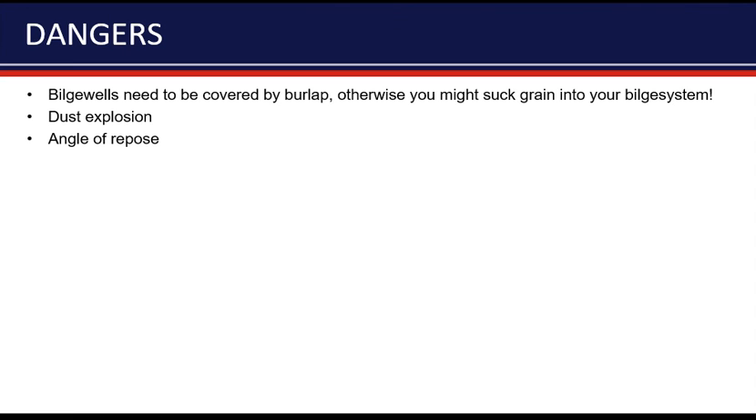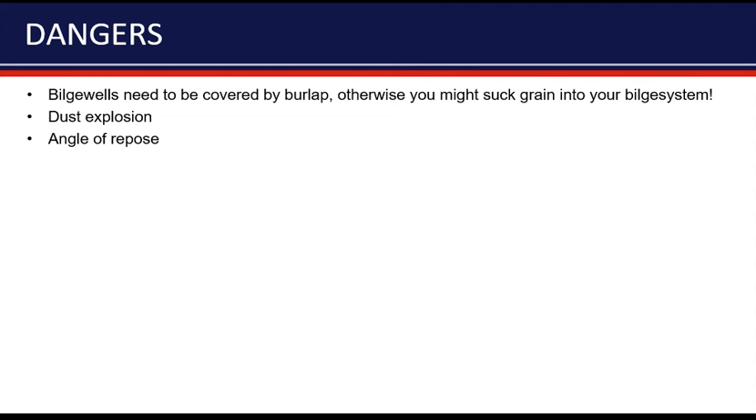So bilge wells need to be covered by burlap, otherwise you might suck grain into your bilge system. Dust explosion is a risk because the grain particles are so small. Oxygen molecules can surround these particles fairly easily, and it means in case there is a source of ignition, the speed of the combustion will be high, so the explosion will be great and intense.